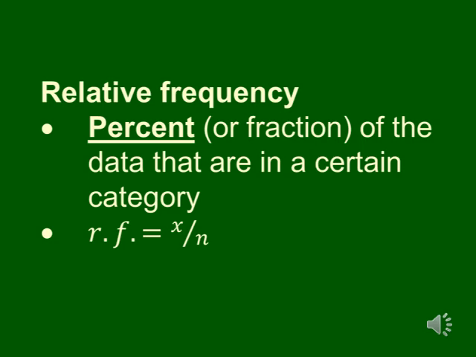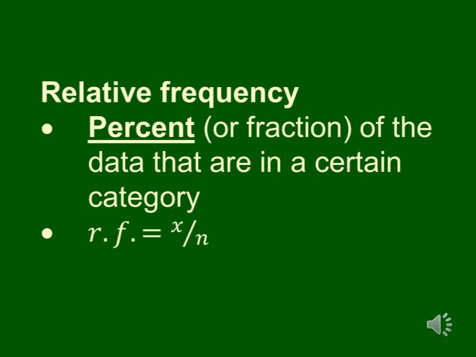Another term that comes up is relative frequency. The only difference between frequency and relative frequency is that with relative frequency, we're talking about a percent or a fraction instead of a raw number. So for instance, since I have 9 students altogether and 2 of them are in 4th period, then I could say 22% of my class is in 4th period.